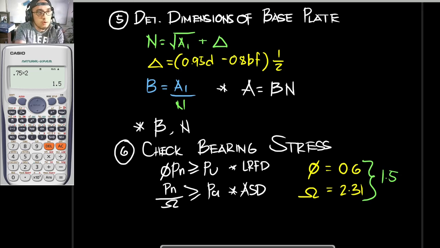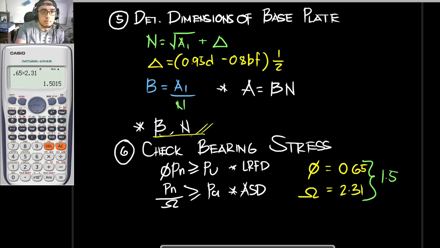So my first assumption was right. Okay, so if you multiply 0.65 and 2.31, 0.65 times 2.31, that is approximately equal to 1.5. So 0.65 is really our phi. So that is our checking of the bearing stress. Okay, so after that, are we complete? We already have B and we already have N.